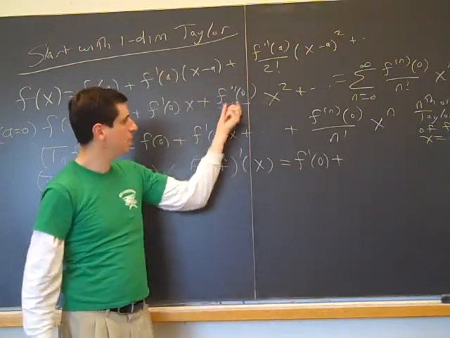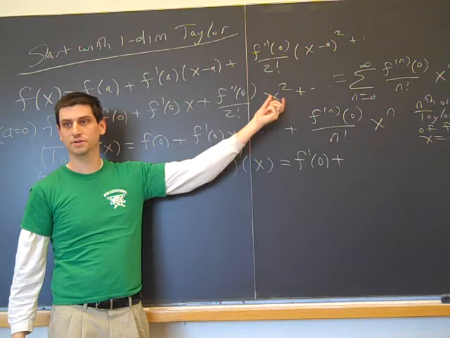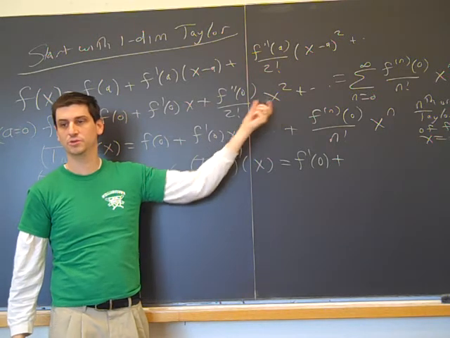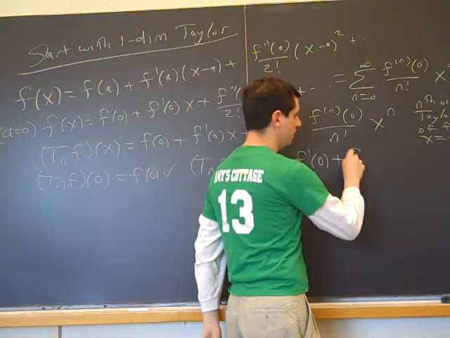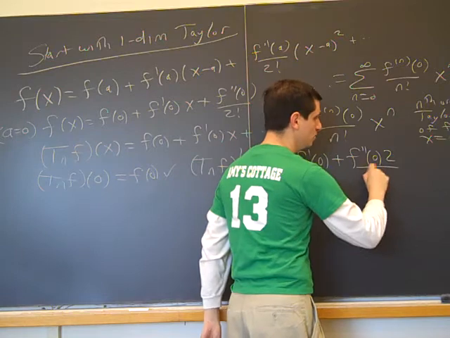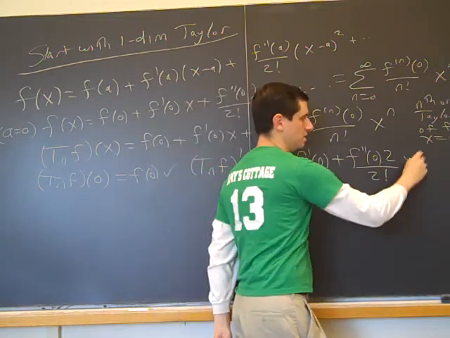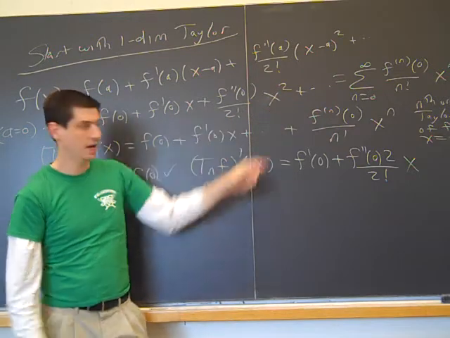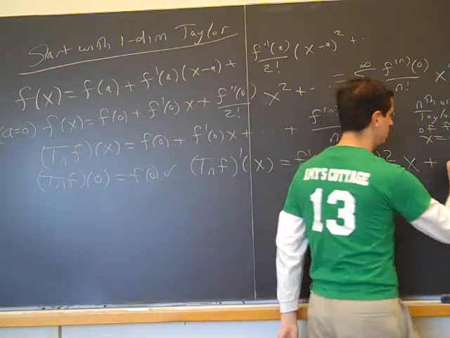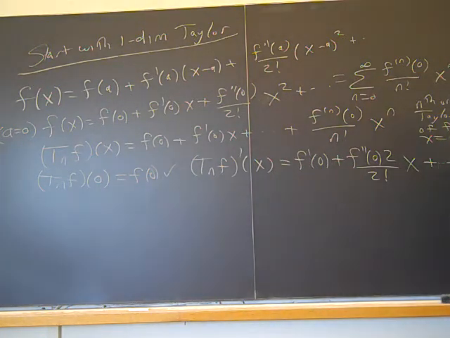What's the derivative of f double prime of 0 over 2 factorial times x squared? f double prime of 0. I want to write it a little bit differently. I want to write it as f double prime of 0 times 2 over 2 factorial times x, because when I take the derivative of x squared, I get 2x. And if I continue all the way to the end, I'll get plus f^(n) of 0 times n over n factorial x to the n minus 1. So that's the derivative of the function.